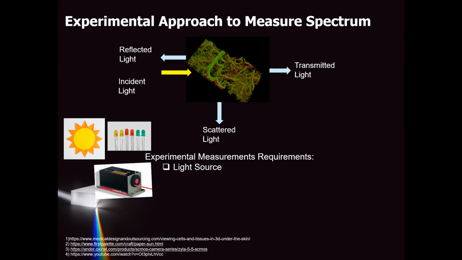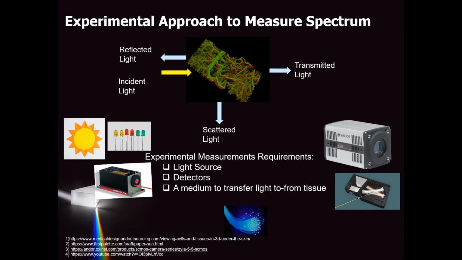After this, you need to detect by some detector, and the detector can be a camera. In our lab, we use a camera for detection. You need some sort of medium to couple the light from the source to the tissue and then pick that back up. And for this purpose, we can use the fiber or optical fiber because they are very convenient.